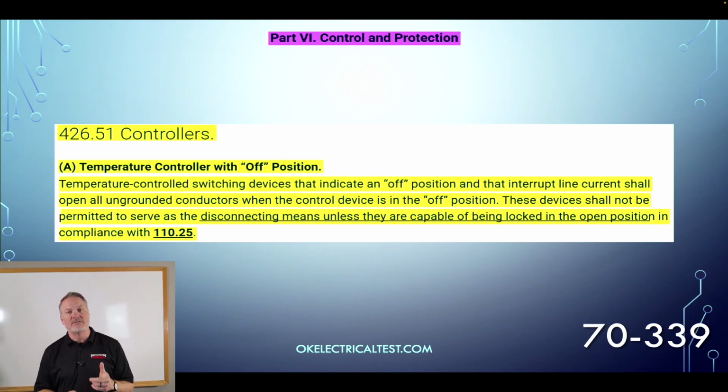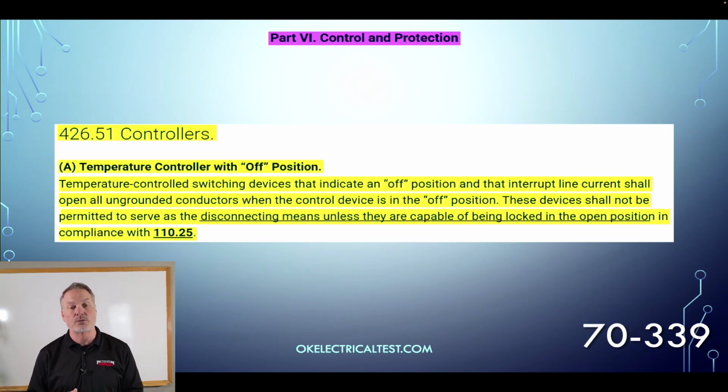And 426.51, we've got controllers. And this is a temperature controller with an off position. Temperature-controlled switching devices that indicate an off position and that interrupt line current shall open all ungrounded conductors when this control device is in the off position. These devices shall not be permitted to serve as the disconnecting means unless they are capable of being locked in the open position. So it can't serve as a disconnecting means unless you can lock it in the open position.